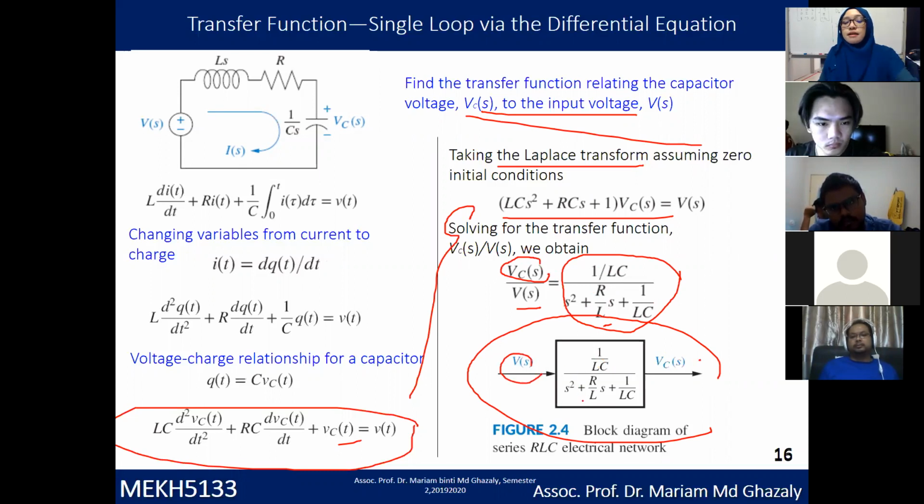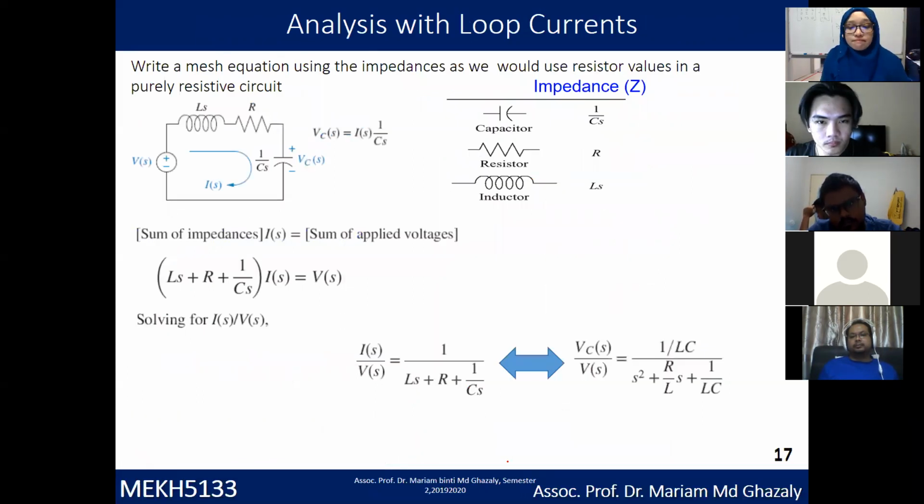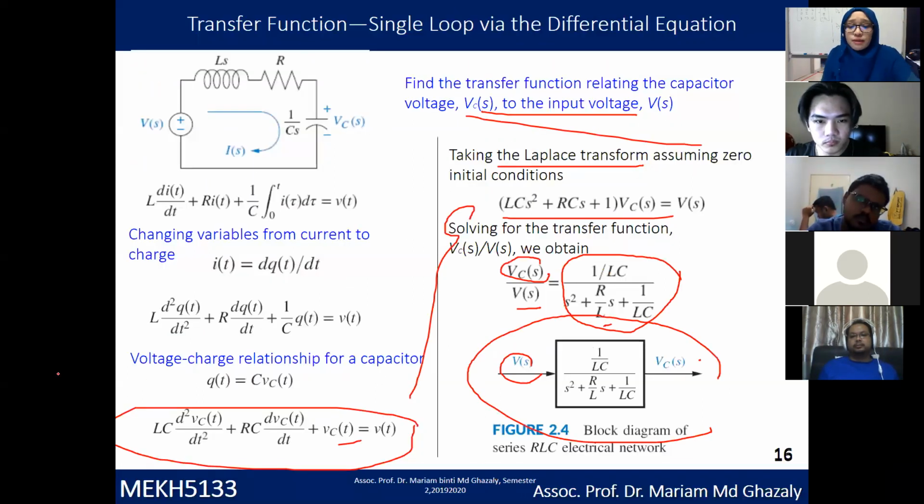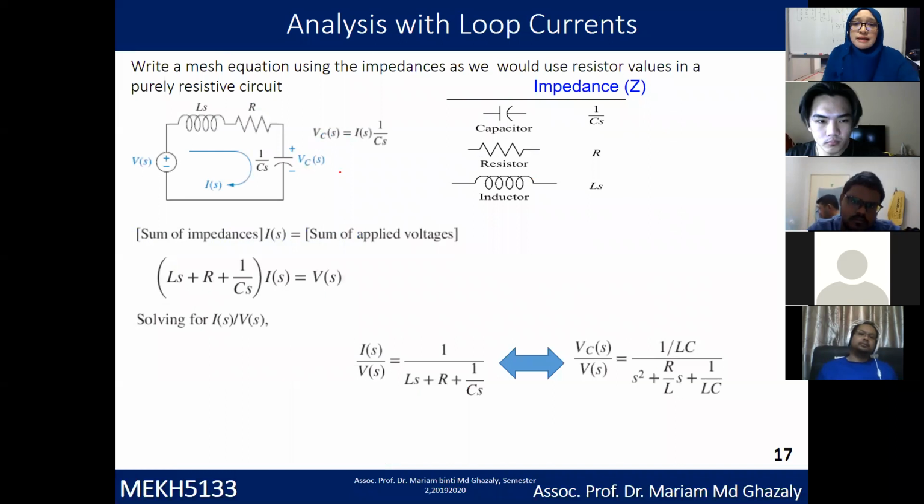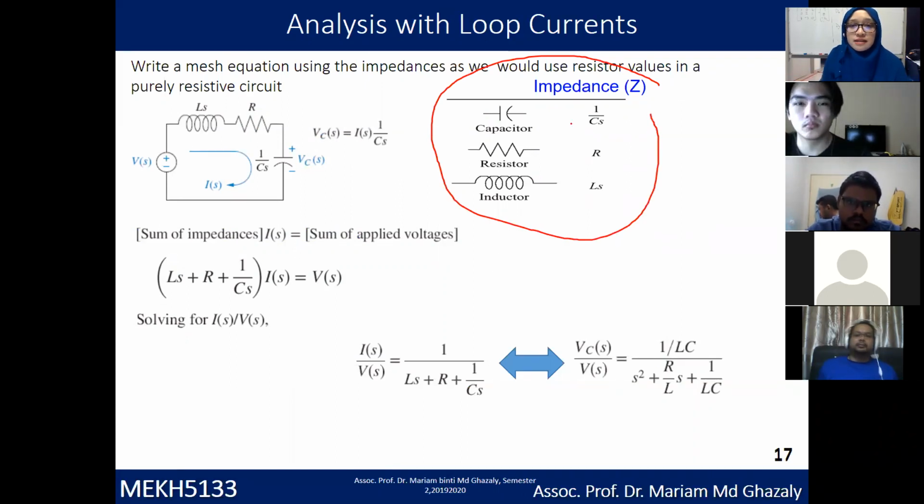In contrast, this one is using the time domain. Now we are going to use the impedance Z value. This one I took from the table in slide 7 just now. If you have a capacitor, you write it out directly as 1 over CS. This is in the Laplace transform already. A resistor is R and an inductance is LS. So just write it out at the side here: LS, R, and 1 over CS.